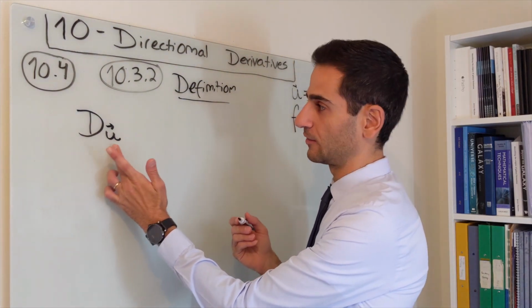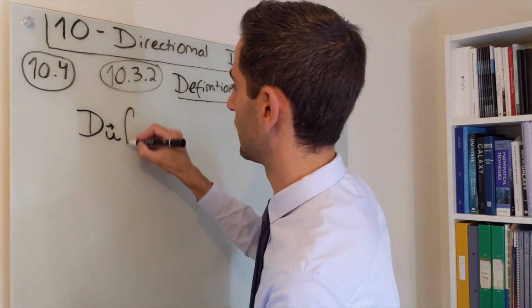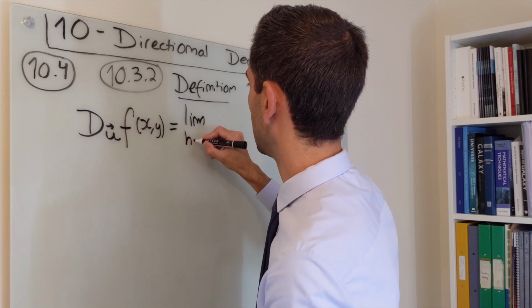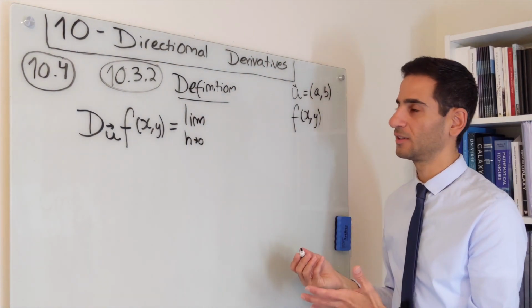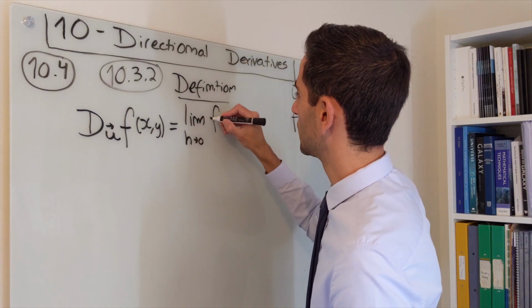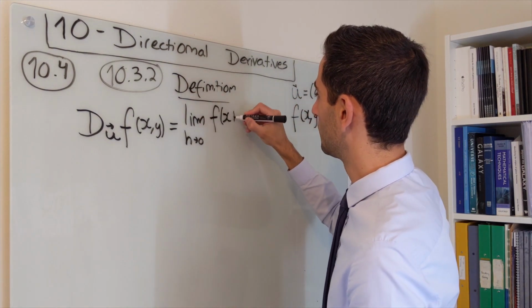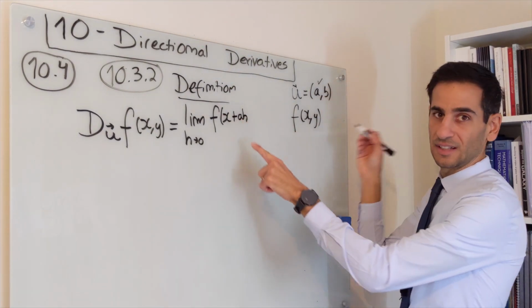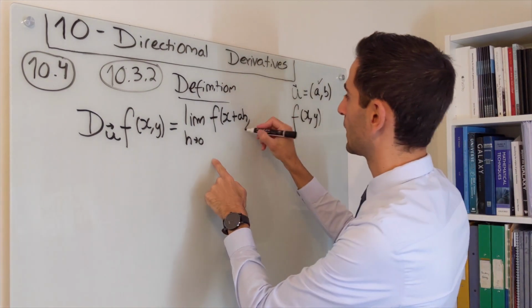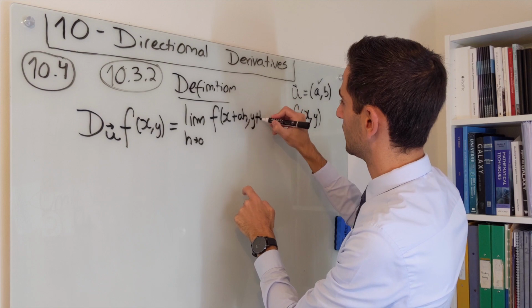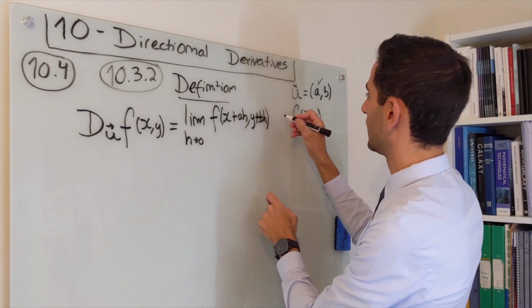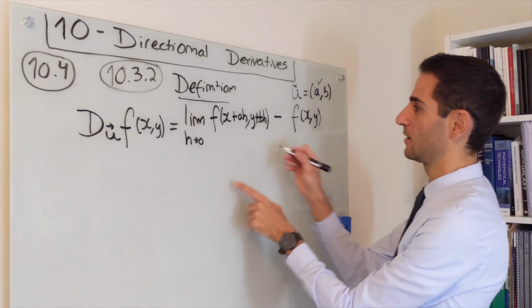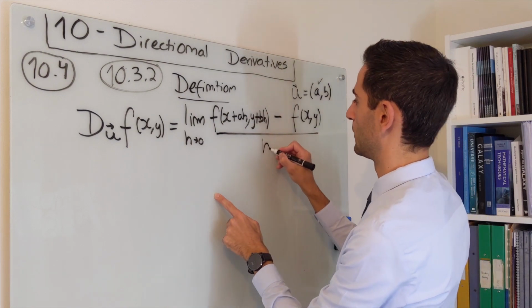The directional derivative along the unit vector u of f(x, y) will be given as the limit when h goes to 0. This should be familiar to you already. The big difference is we're looking at f of x plus ah, and this component is crucial. This is telling you how you're varying x. And the other component is y plus bh. And then we're subtracting, which conveniently sits here, f of x, y, and we're dividing by h.